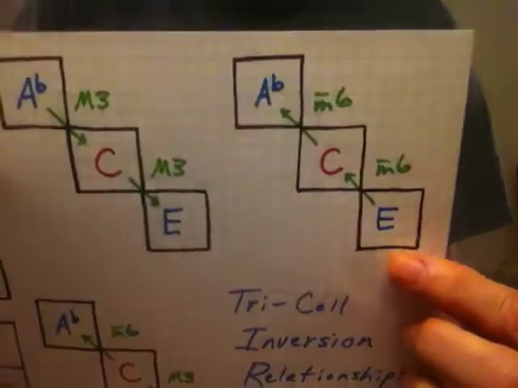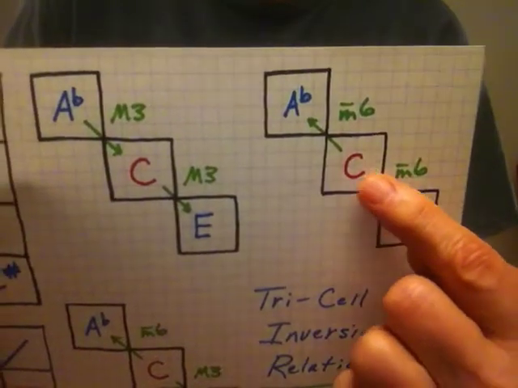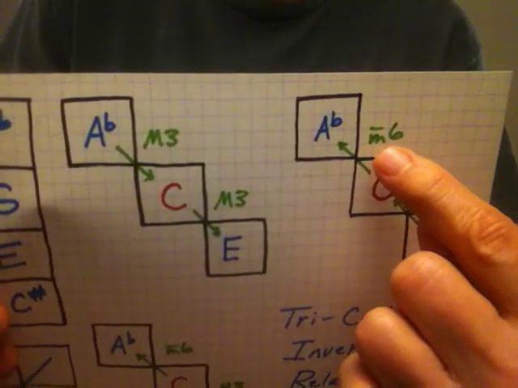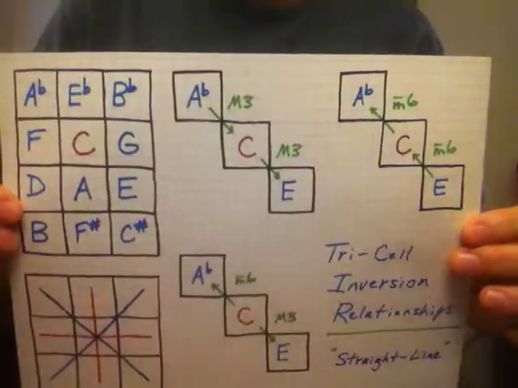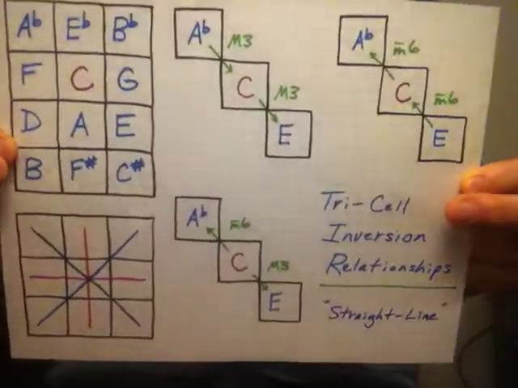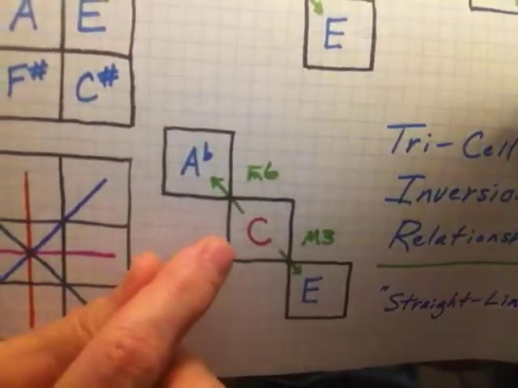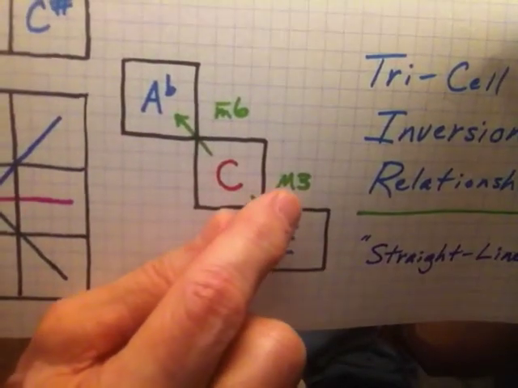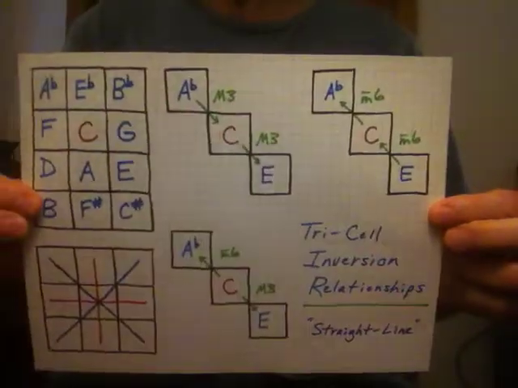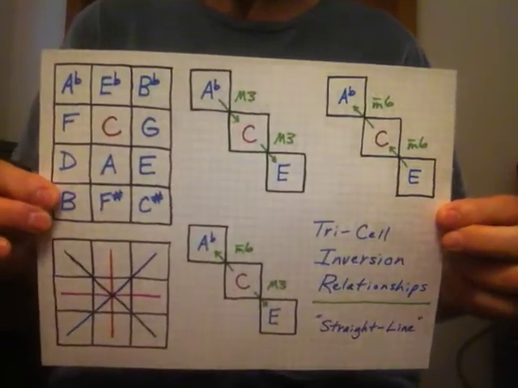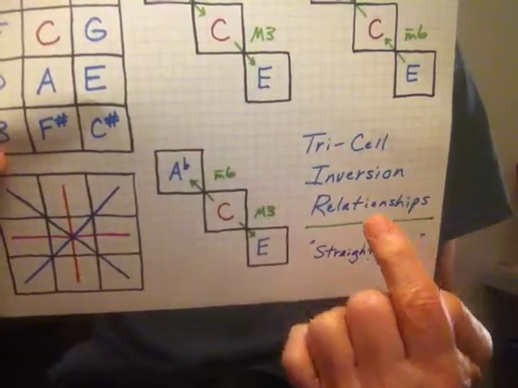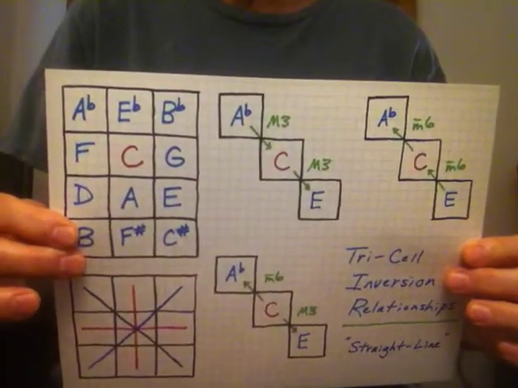Then when you go the other way, from E to C, you have a minor 6th interval, and then from C to A flat, you have a minor 6th interval. You can plainly see that. And when you go out in each direction from C, to A flat you have your minor 6th, and to E you have your major third. I hope I'm speaking correctly. So that's one example of a straight line tri-cell inversion relationship. Now let's see what's really going on there when we say that.